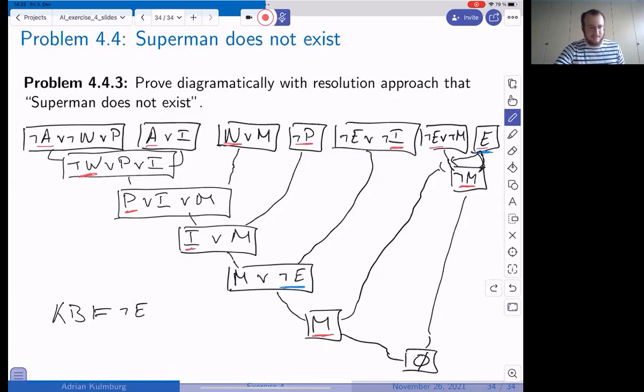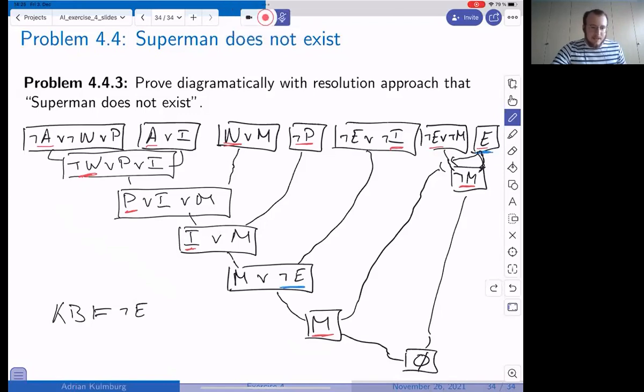clauses to combine. So yeah. We can also combine M or not E and not E or not M to get not E. Right, exactly. Yes, there are many possibilities for how you can actually get to this empty clause. I just put this one because it looks kind of nice with this thing here.